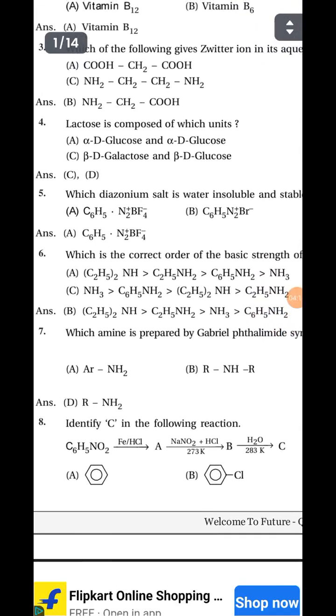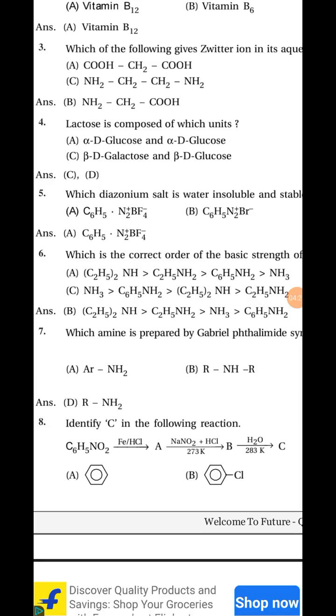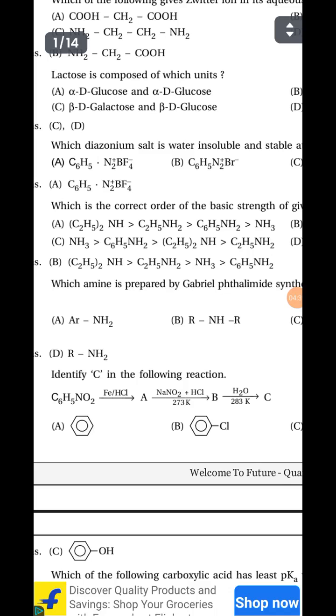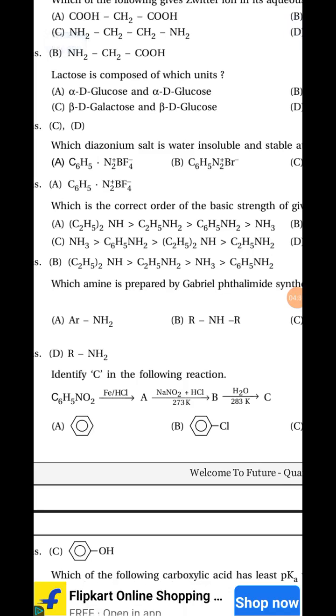And here in the next question, identify C in the following. Here you can check it out. It is nitrobenzene. It reacts with HCl, and A would be a product, and again you are doing diazotization with NaNO2 plus HCl. So what would be your product? Here NO2 you are reducing, so it will become NH2. And again when you diazotize it with NaNO2 and HCl, N2Cl would be formed, and with the help of water hydrolysis you can make the phenol over there.